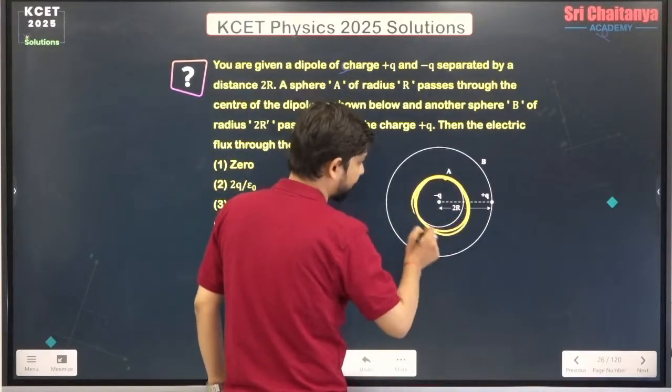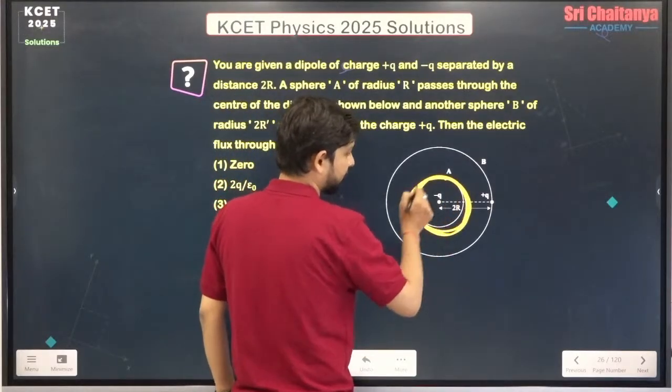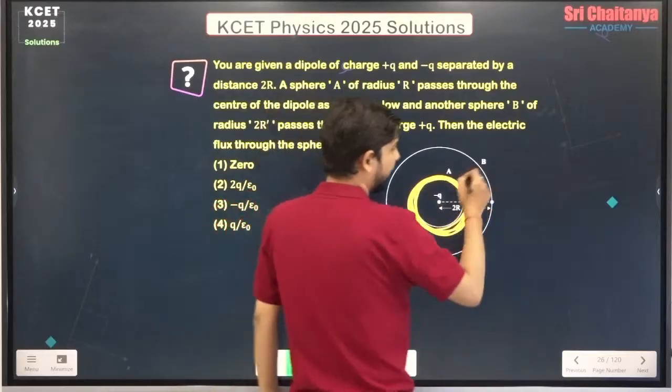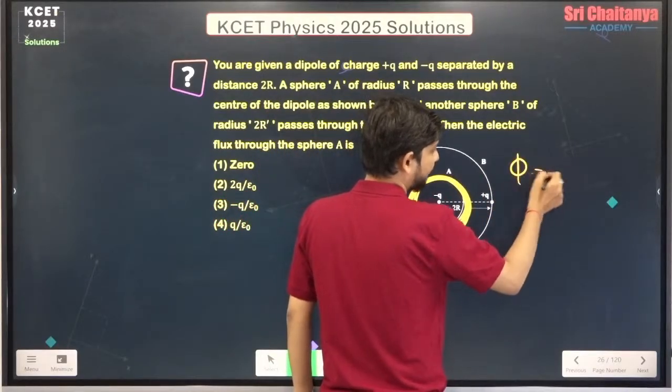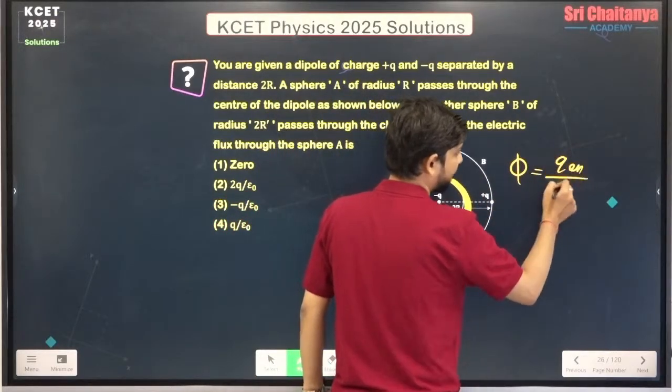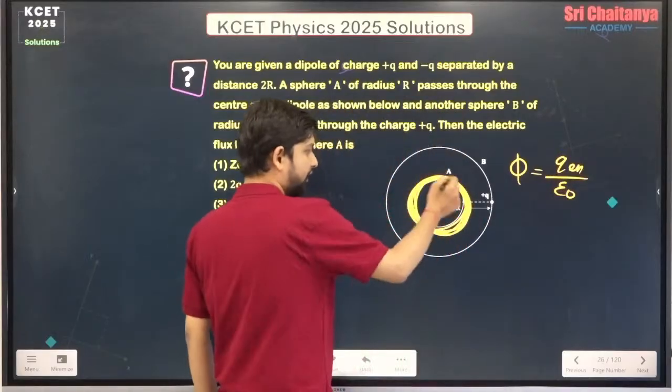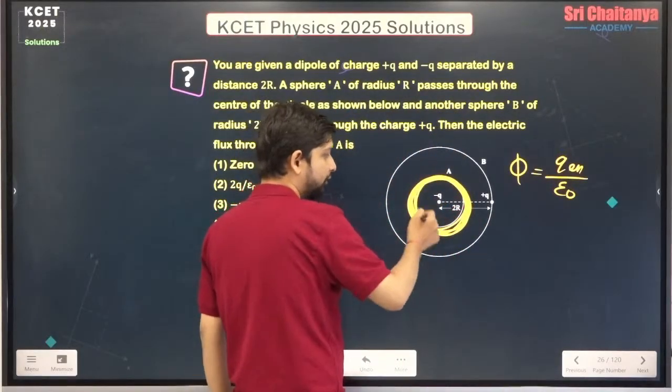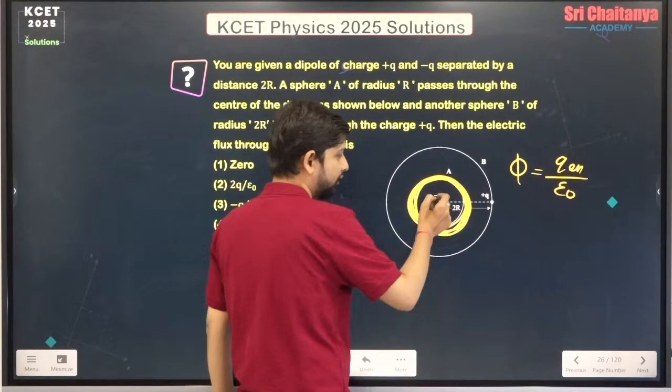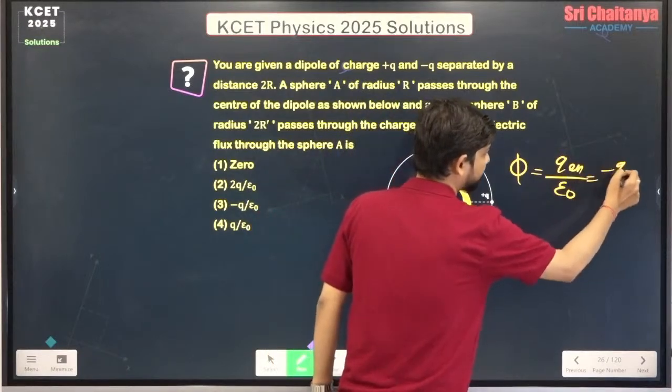Electric flux through this surface. Focus on this surface only. If I am talking about the electric flux, that should be equal to Q enclosed upon epsilon naught. And if I am talking about this sphere, the enclosed charge is minus Q. So our answer is going to be minus Q upon epsilon naught.